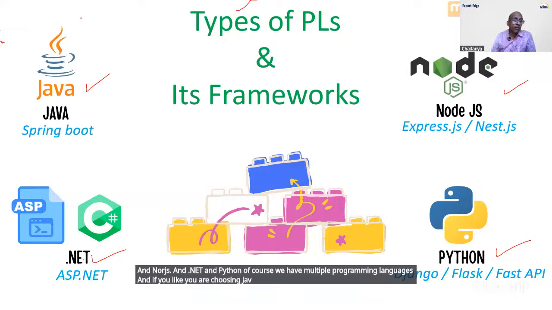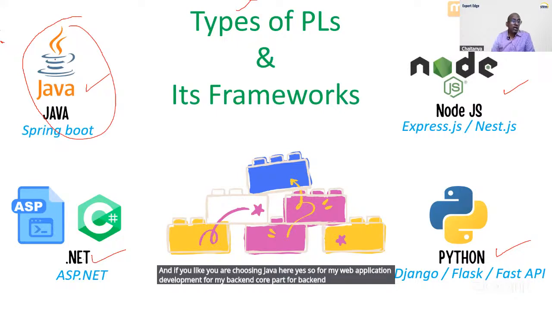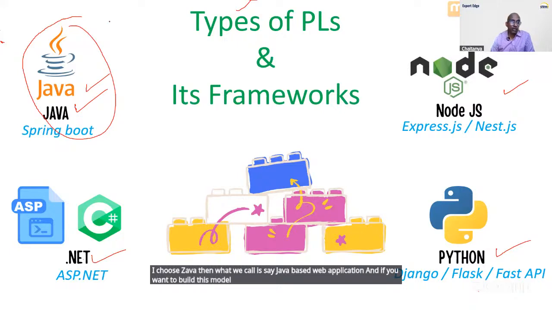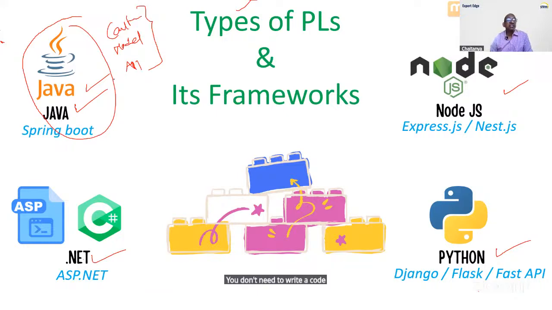So for my web application development, for the backend coding part, I choose Java. I'm not interested in choosing Node.js or .NET or Python. Let us say I choose Java. Then what we call it is a Java-based web application. And if you want to build the controller component, model component and API code, you don't need to write from scratch. You don't need to write code from the alphabet A, B, C, D, etc. Nothing like that is required.